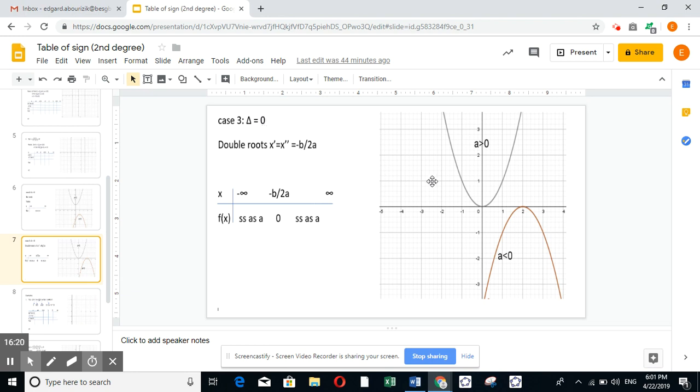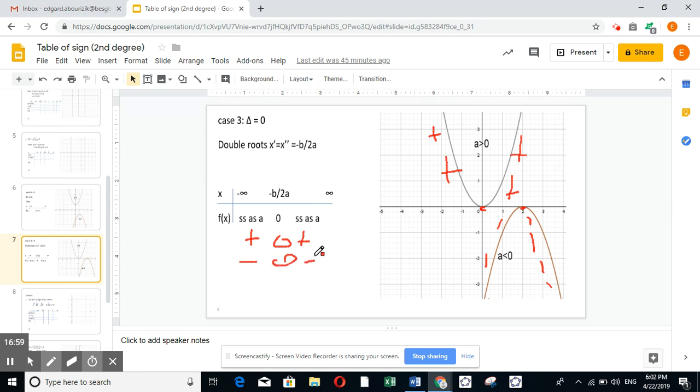If delta is 0, what does it mean? I have one point of intersection. In an equation of second degree, it means the curve is tangent to the x-axis at that point. Since 0 is neither positive nor negative, we're going to exclude it. But if a is positive, always plus. If a is negative, always negative, except at the point of tangency, where it is 0. It's neither positive nor negative. So that's why we put in the table minus b over 2a. It's either always plus if a is positive, and always minus if a is negative.